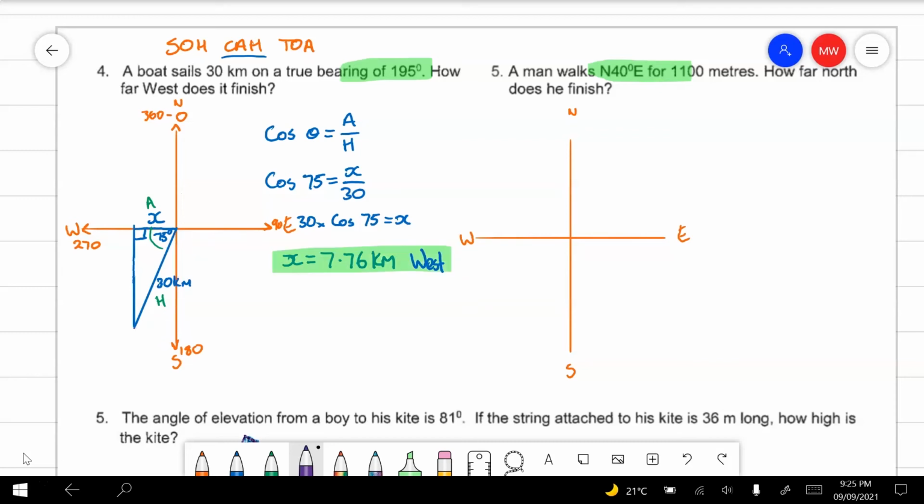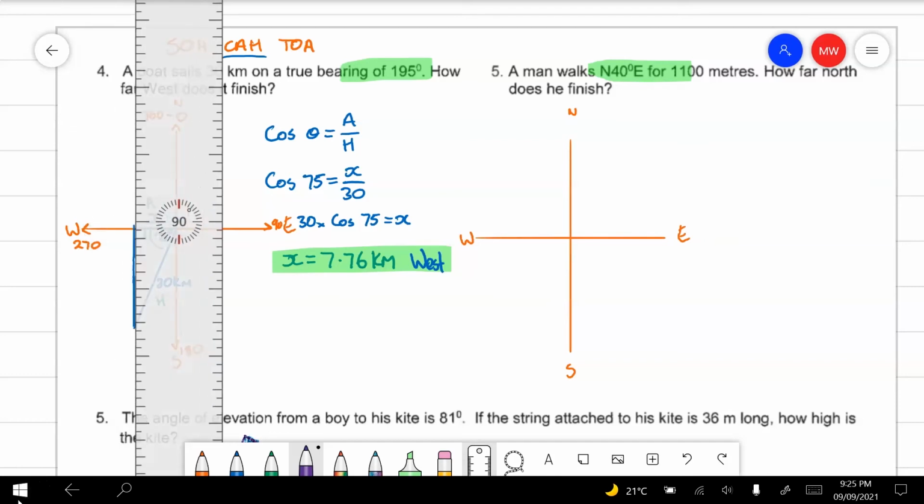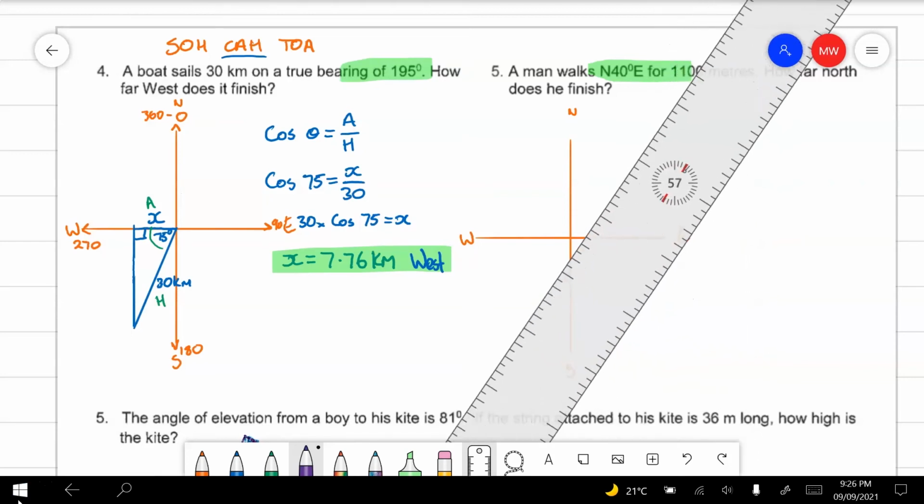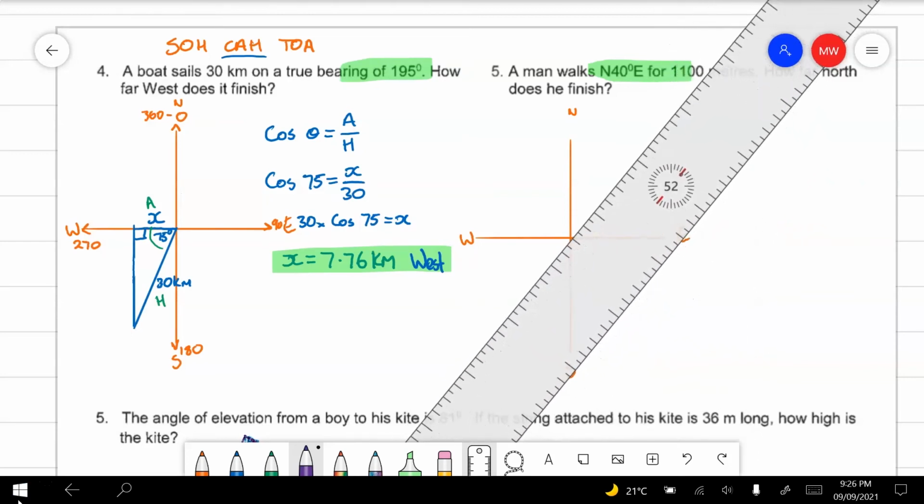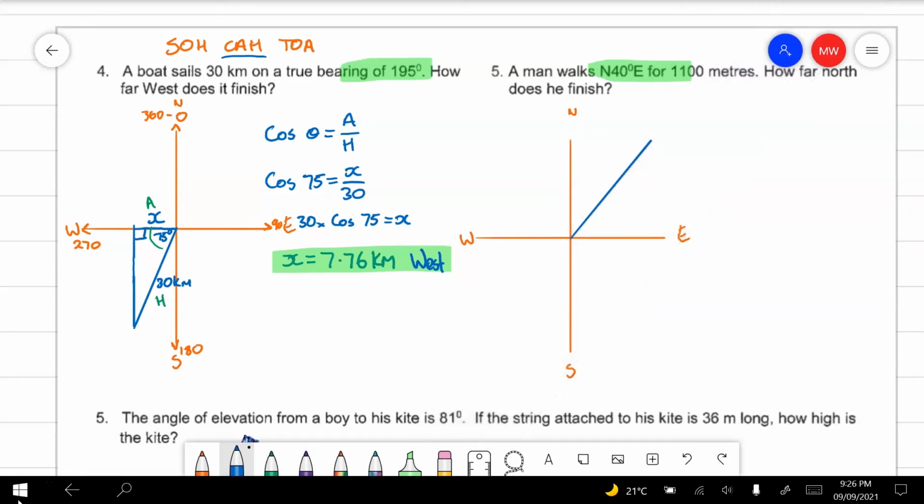Let's move on to question 5. This one's got a northing bearing, so these ones will either be called from the north and then a certain number of degrees east or west, or they'll be called from the south, a certain number of degrees east or west. So if we're being called north 40 degrees east, that means I take it from north and I draw in a line that I think is roughly 40 degrees east of that. So the 40 degrees is sitting in here, and that will become my reference angle.